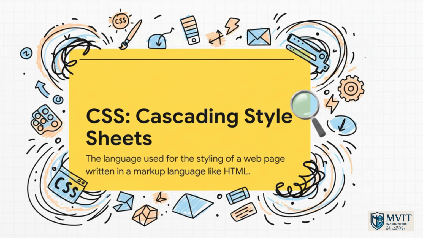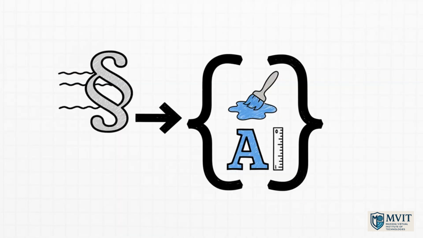CSS stands for Cascading Style Sheets, and its entire job is to take that raw HTML structure and tell the browser how every single element should look. It handles everything from colors and fonts to the page layout and even some slick animations. So how does it work?